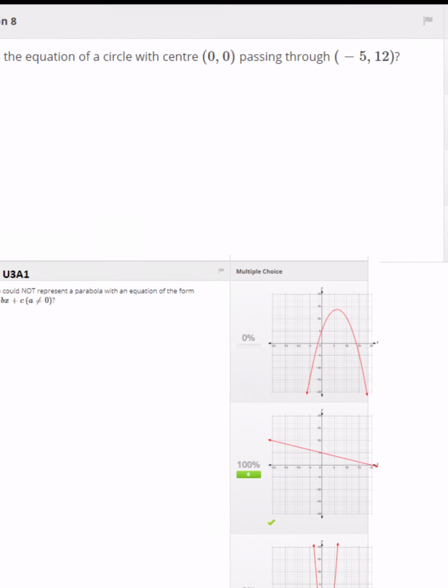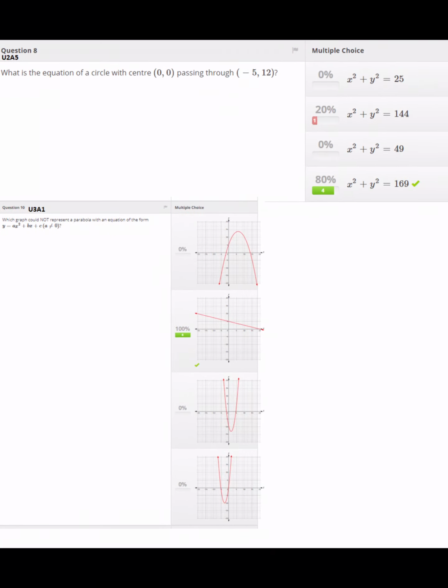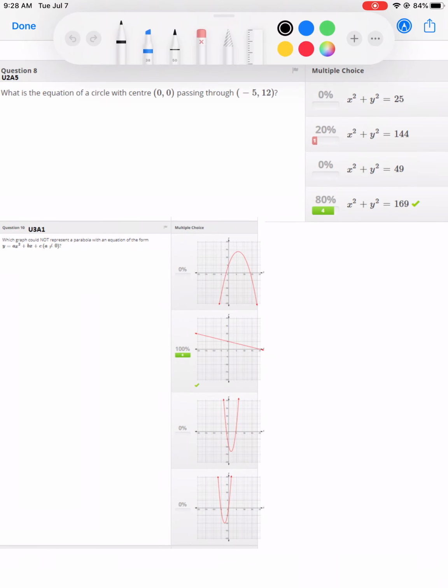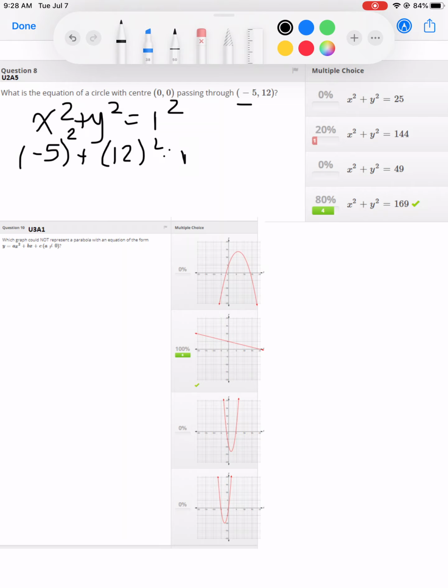So what is the equation of the circle passing through 0, 0? Because it passes through 0, 0, we can use this equation here: x squared plus y squared is equal to r squared. Okay? My x is -5, my y is 12, is equal to r squared.